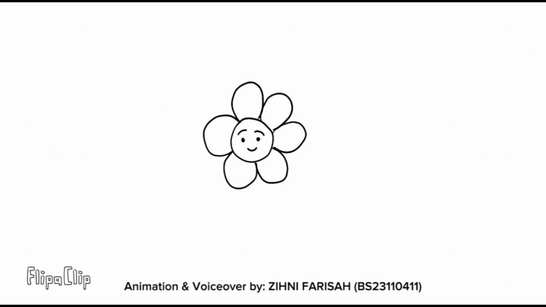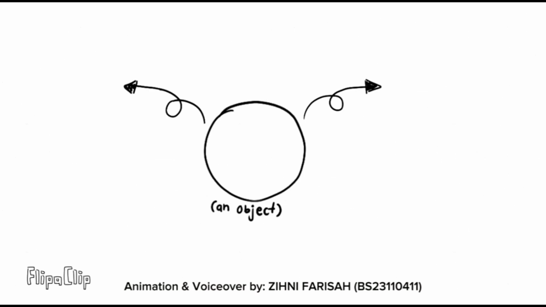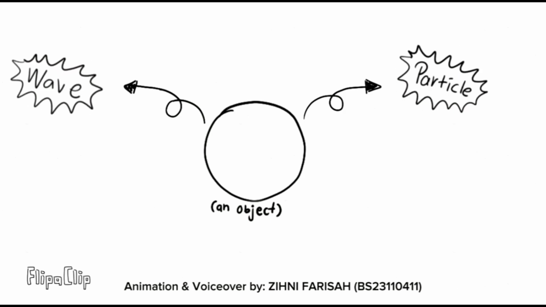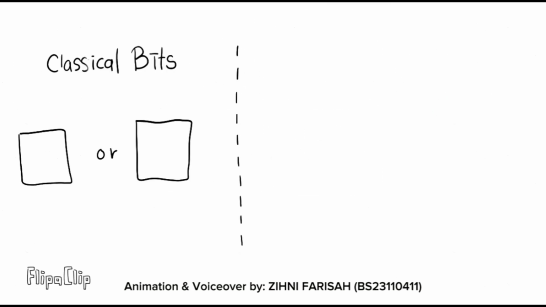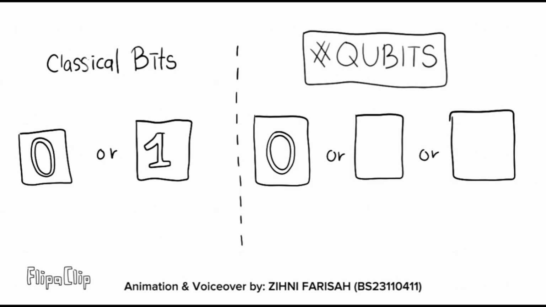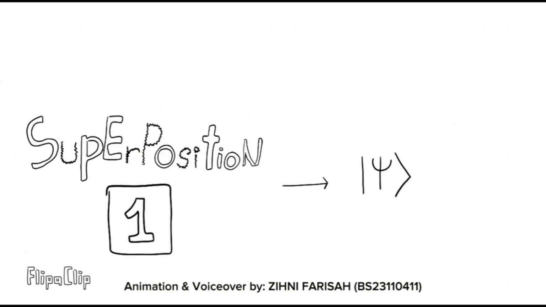Still don't get it? Fine, let's break it down. Superposition means a particle can behave as both wave and particle at the same time. This concept applies to qubits. In classical bits, the number can only be either 0 or 1. However, in qubits, it can be 0 or 1 or a superposition of 0 and 1 until measured. Superposition is what we call a quantum state.